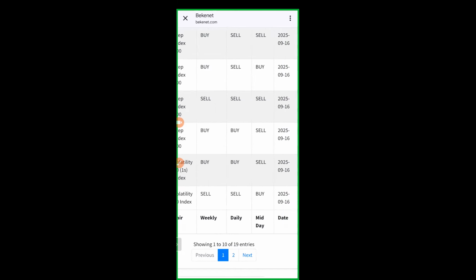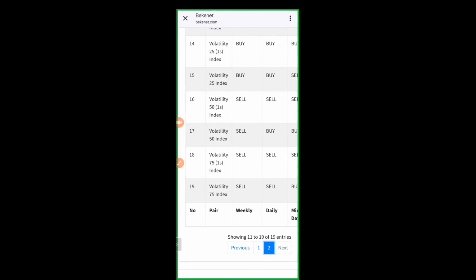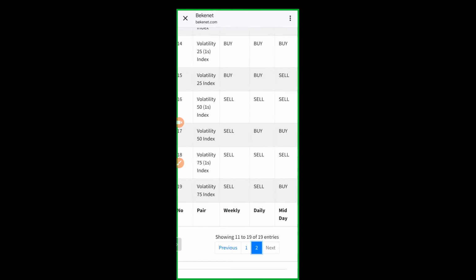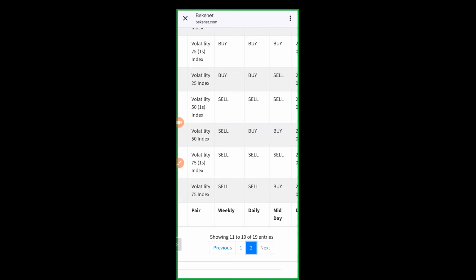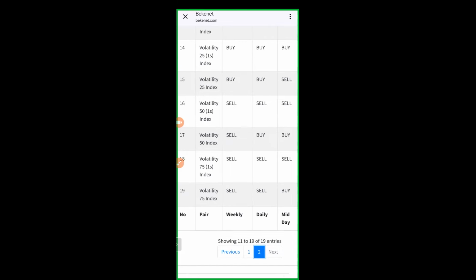So if I go to the next one, volatility 25 1S, everything is buy. Weekly, daily buy, only a temporary sell. Then we have 51S, sell. So if I want to pick now, I probably will have to go to the one where everything is aligned together, and I quickly go analyze it.